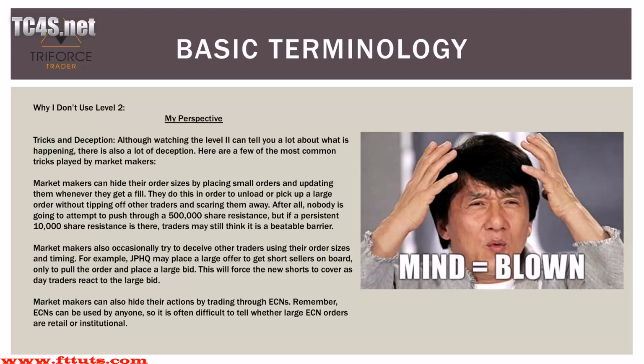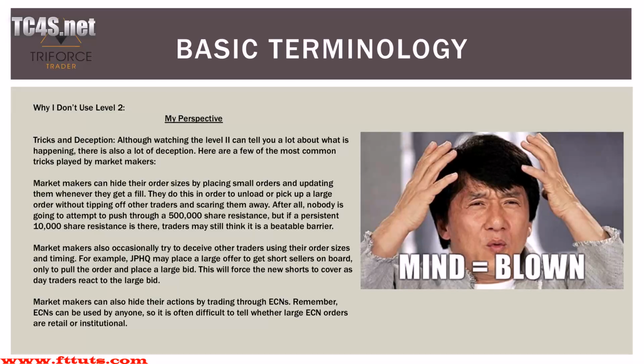Market makers also occasionally try to deceive other traders using their order sizes and timing. For example, JPHQ may place a large offer to get short sellers on board. They may throw out a huge offer of like 200,000 shares or contracts, and then immediately pull that from one side and put it on the other side, because what they're trying to do is what I like to call tip the boat. Price is doing nothing and they want price to go up, so they already have some kind of long-term position.